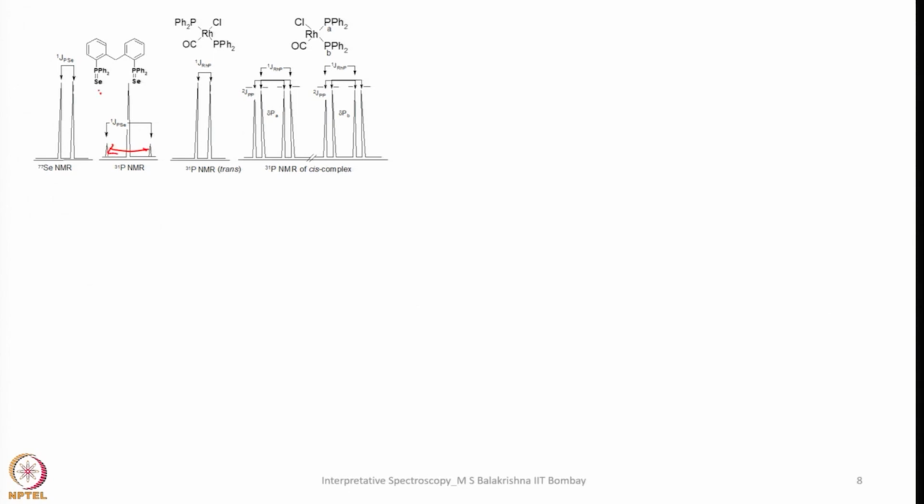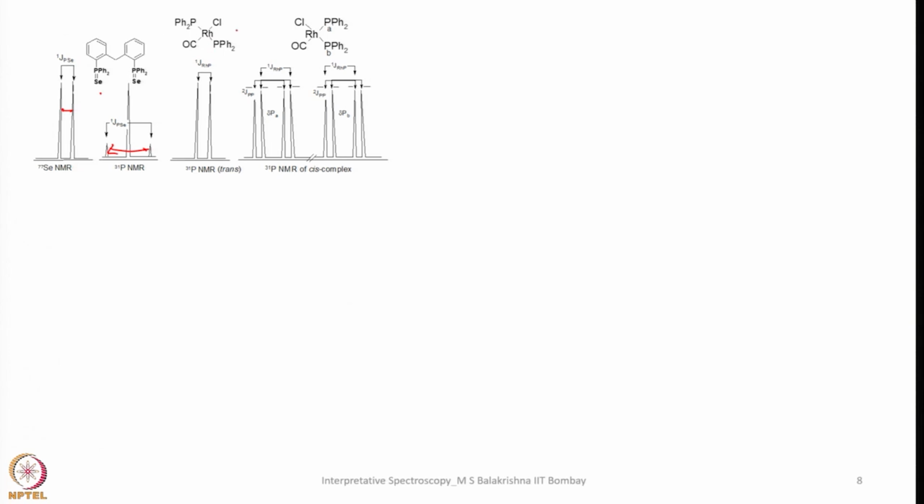And then if you look into selenium NMR, again both the selenium centers are chemically and magnetically equivalent. As a result, they are equally coupled to phosphorus, and we will see just a doublet. And then whatever the separation is here in case of selenium NMR should be the same as what we obtained in case of 31P NMR. That means coupling constants remain the same no matter which nuclei you are using.